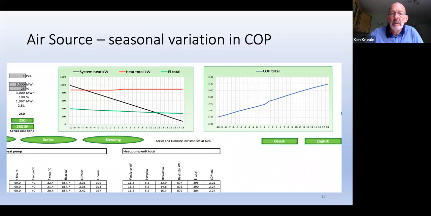Of course, as the air temperature decreases, so does the COP. And in fact, you'll also notice there's a small drop in the centre of the COP line. That is due to the de-icing cycle, which is essential at temperatures below 5 degrees.